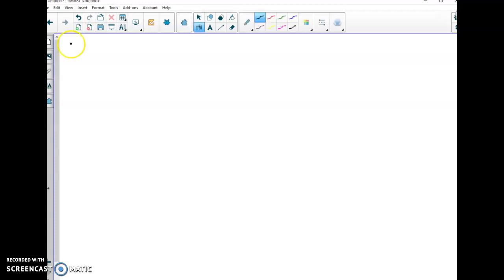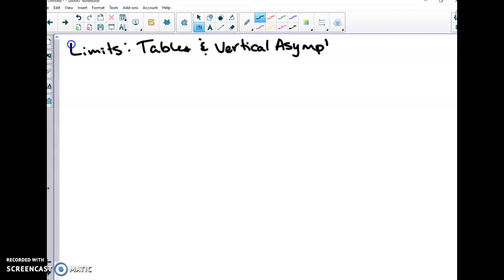We're going to be looking at limits with tables and specifically vertical asymptotes. So some of this is actually kind of based off of the graph, but we've already talked about limits and graphing. So I want to give you another option of how you could find those limits using tables. Before we get to that, I want to talk about a vertical asymptote.